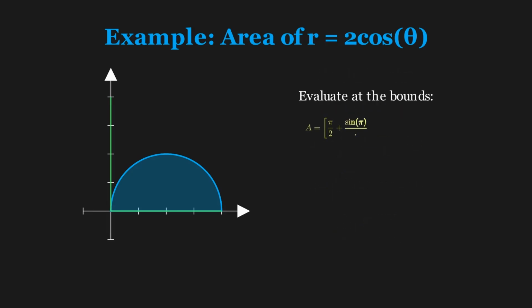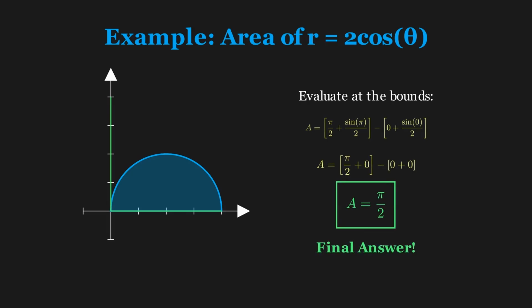Evaluating at the bounds, at pi over 2, we get pi over 2 plus (sine pi) over 2, which is pi over 2 plus 0. At 0, we get 0 plus (sine 0) over 2, which is 0. Therefore, A equals pi over 2 minus 0, which is equal to pi over 2.